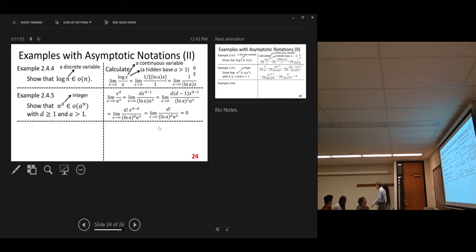So if it's not an integer, we can still do it, but we need to do some careful treatment, using two integers and L'Hopital's rule. Here I'll just give you that idea. So later, for example, square root of n, let d equal 1/2. Square root of n, this d equals 1/2. We can still use this, right?